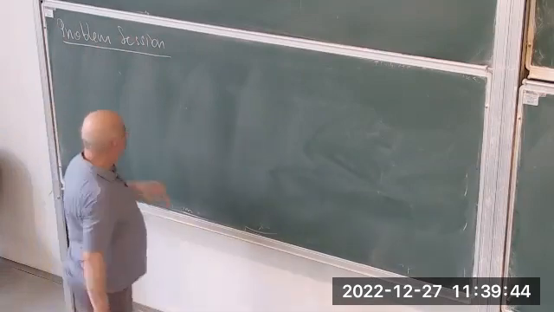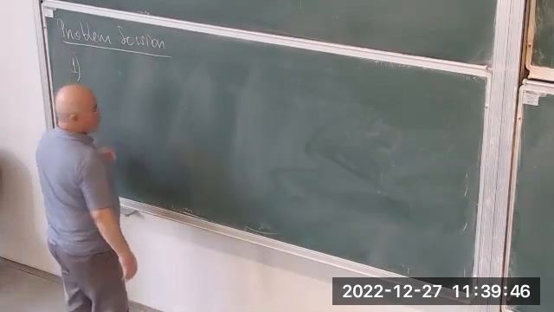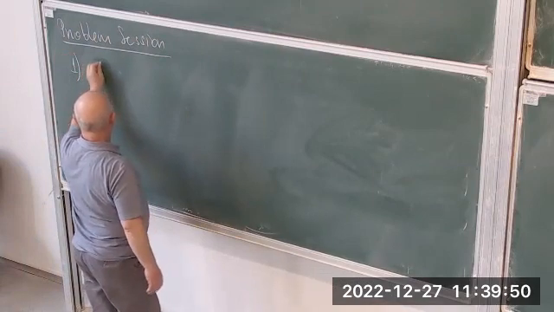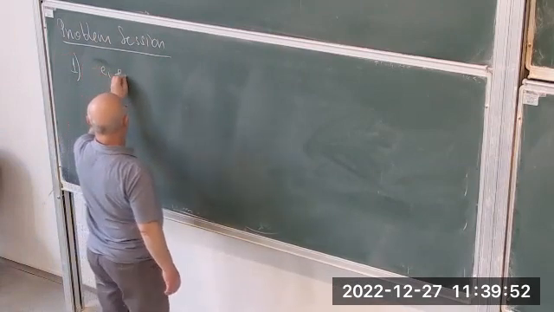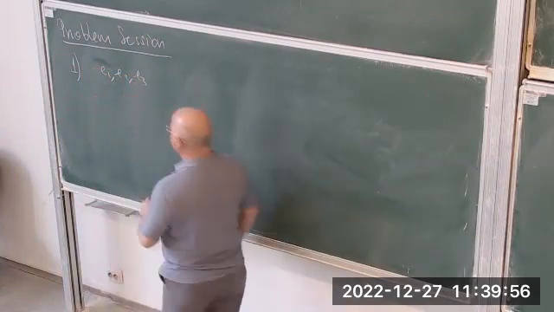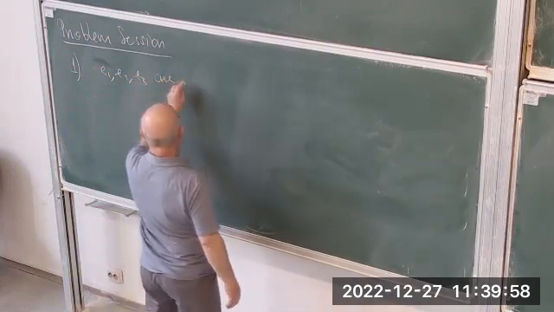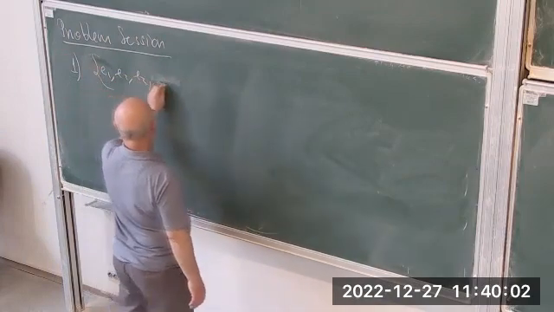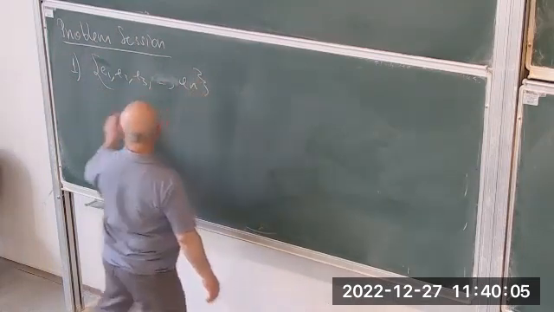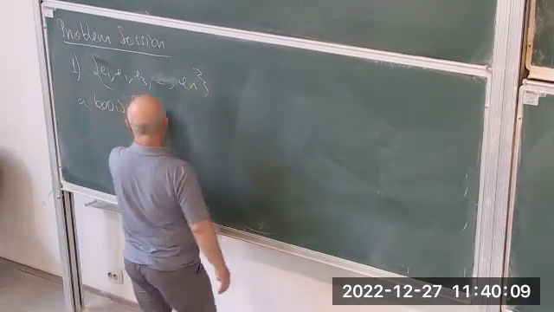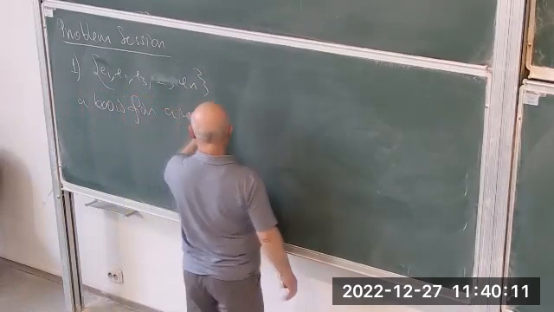Let me start with your problem. Okay, so e1, e2, e3 are linearly independent elements. Okay, show that the basis for the vector space.